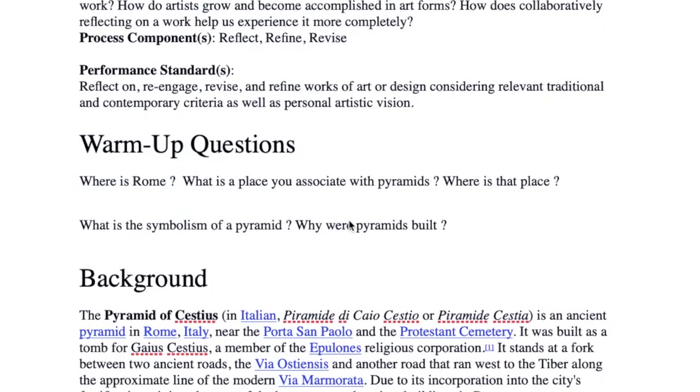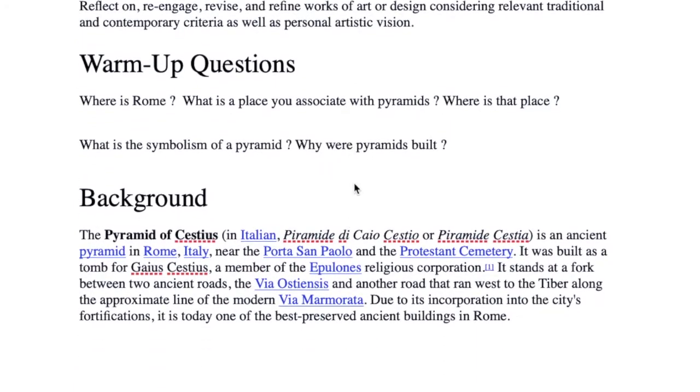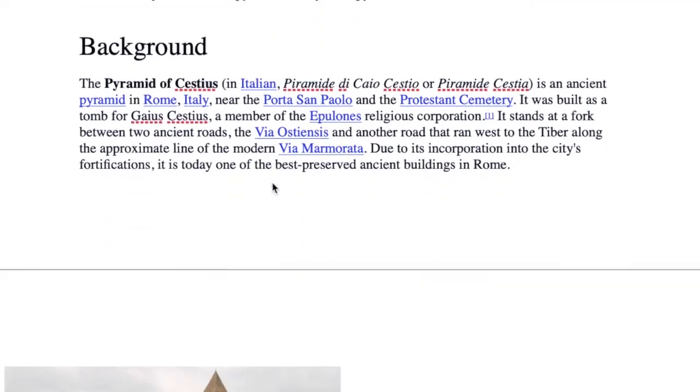Our warm-up questions to provoke our thought: Where is Rome? I'm talking about Rome, Italy. Where is Rome, Italy in the world? What is a place you associate with pyramids? Where is that place? What is the symbolism of a pyramid? Why were pyramids built?